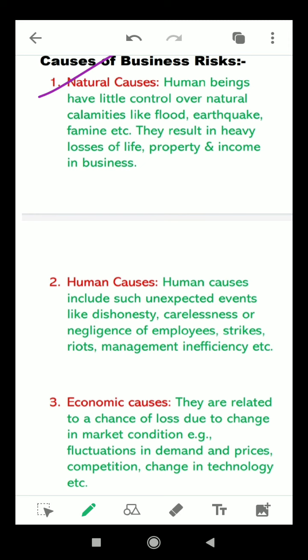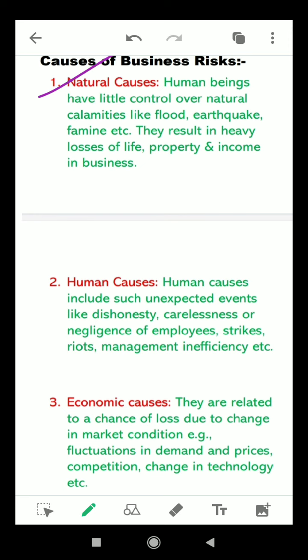See, natural causes are beyond the control of we human beings. We don't have control on natural causes. And these factors cause business loss sometimes, both directly and indirectly. So natural causes of risks may be climatic change or earthquake, heavy rainfall, then loss of life or property due to fire, and many more.